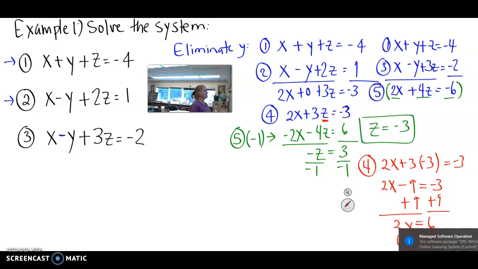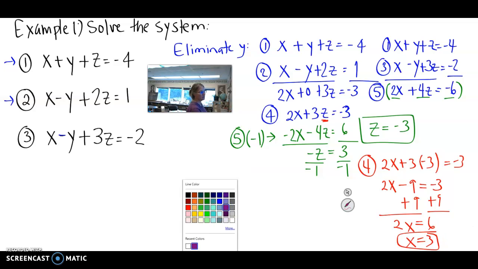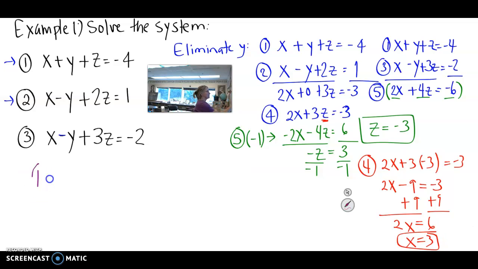Now I can pick equation 1, 2, or 3, and I'm going to pick equation 1 because it's all positive numbers, and I'm going to plug in 3 for x and negative 3 for z. So I know x and z. So 3 plus, I don't know y yet, and then this is going to be minus 3 because z is a negative 3, equals negative 4, and then solve that. So 3 minus 3, add the like terms on that side, adds to 0, so I get y left on that side equals negative 4.